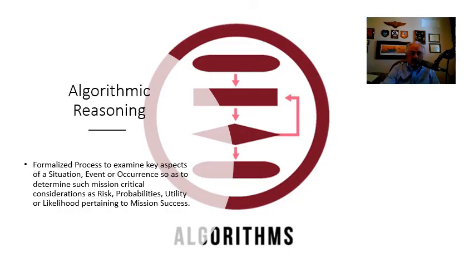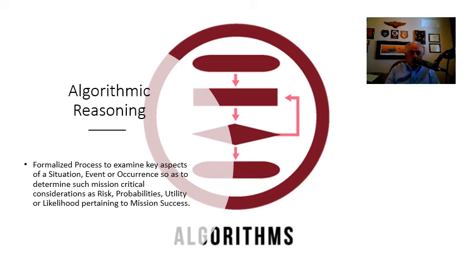Algorithmic reasoning. Okay. Not very well understood. We kind of think that algorithms ought to be used by computers. Well, that's not necessarily true. Algorithms can be used by humans. We should be building our algorithms and using them. Now, we can use computers to help, but we should be doing this thinking on a regular basis.